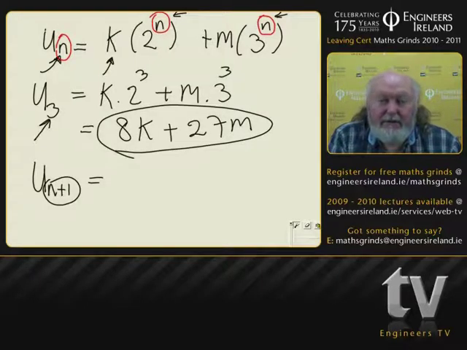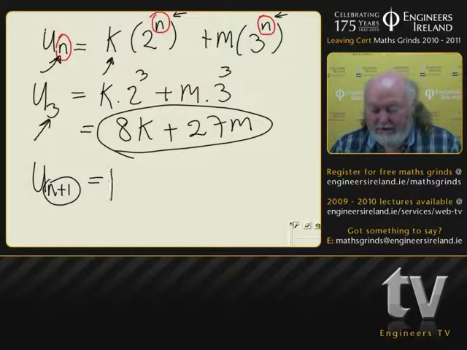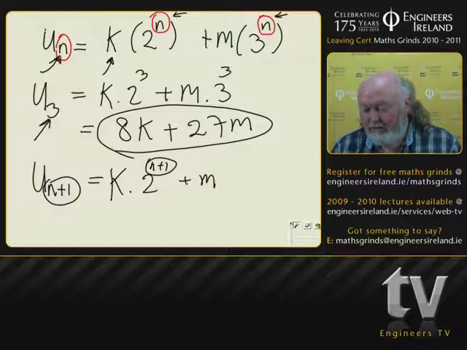This is a bit like when you're using ordinary functions such as y equal to the function of x, and we will just say that it was x squared plus 3x plus 7. And we're saying when x is 5, we're saying the function at 5, and you just plug in the 5 for the x's. Here what we're doing is we're plugging in n plus 1 every place we've got an n. So now we're saying it's k by 2 to the n plus 1 plus m by 3 to the n plus 1.